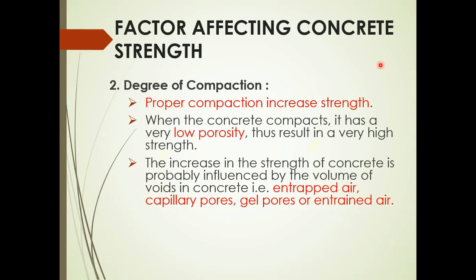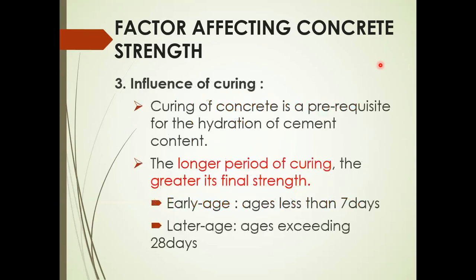Okay, the second factor that we are going to look at is the degree of compaction. Proper compaction will increase the strength, since when we compact, we remove some voids in the concrete, so the concrete becomes low in porosity, which results in higher strength. The increase in the strength of the concrete is probably influenced by the volume of voids in concrete. For example, we have entrapped air, capillary pores, gel pores, or drain, so that's why we need to reduce the porosity of the concrete. Okay.